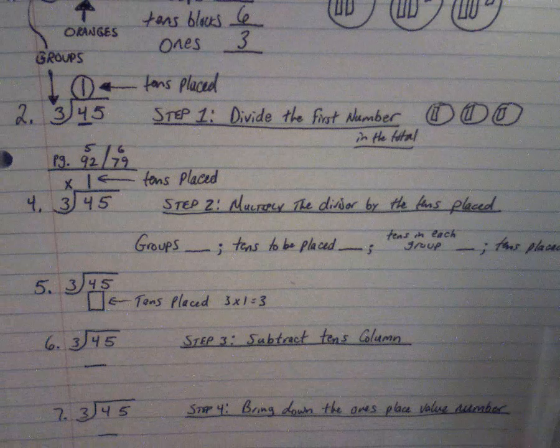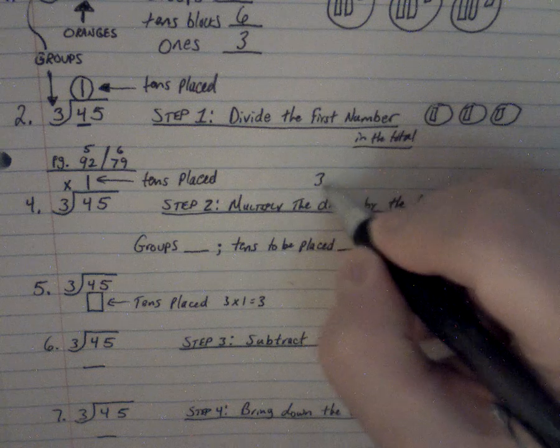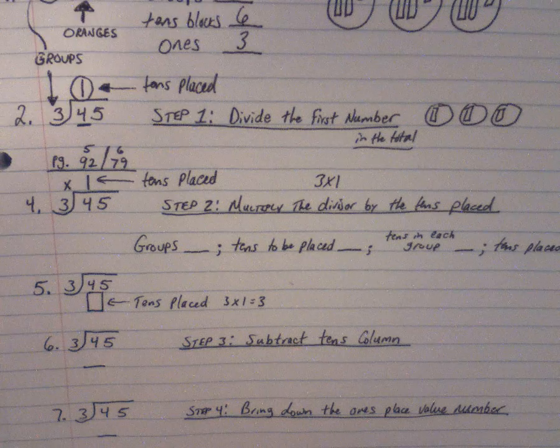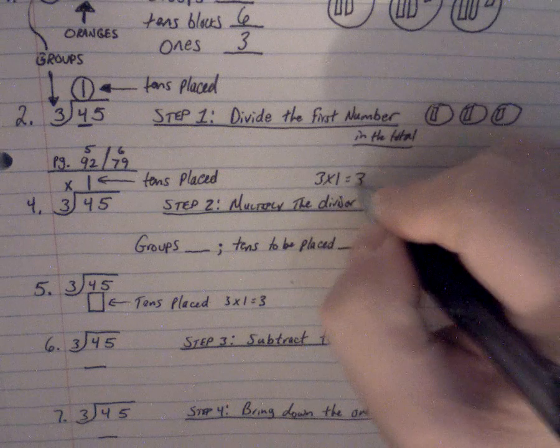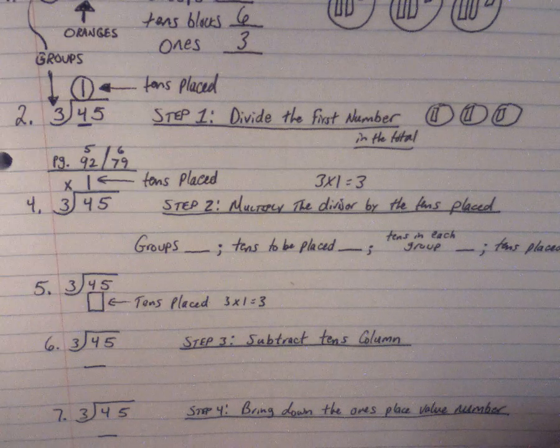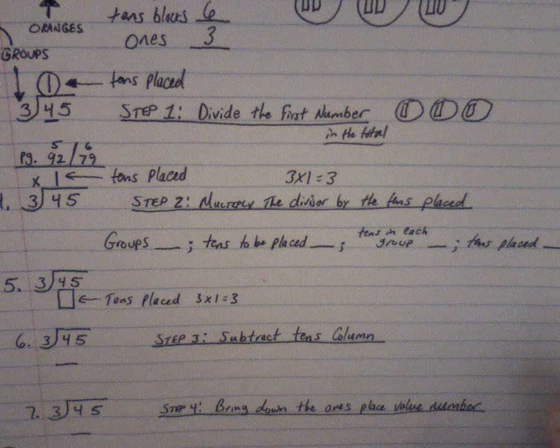So what we're going to do is I'm going to write it on the side, right up here, 3 times 1. Because that's what I'm asking you to do. That's step number 2. What does that equal? That equals 3. Now, you're probably wondering, okay, great, I did that. So what does that mean? What do I have to do? Well, let's take a look.